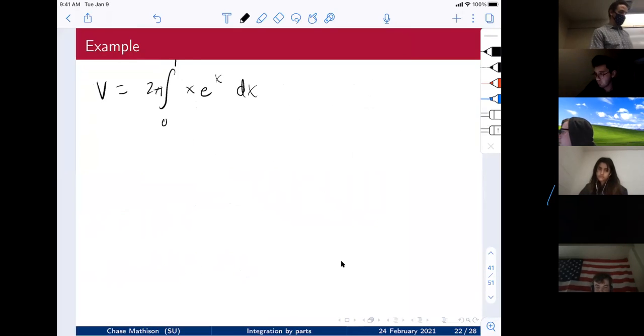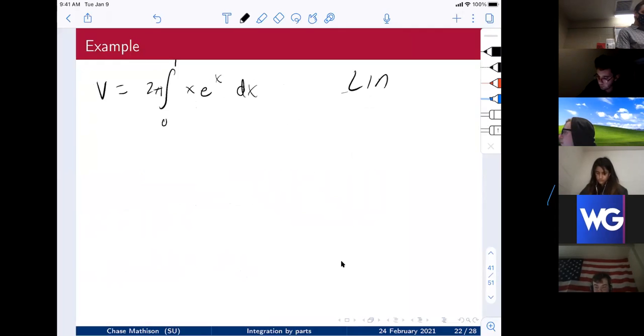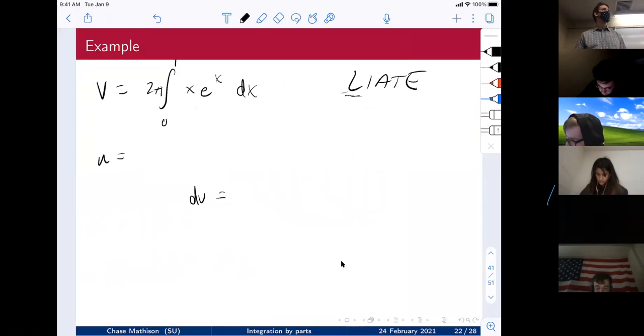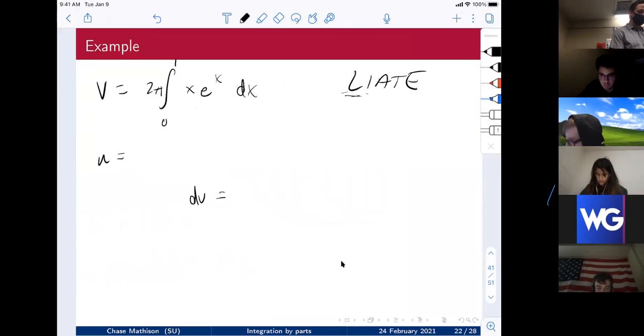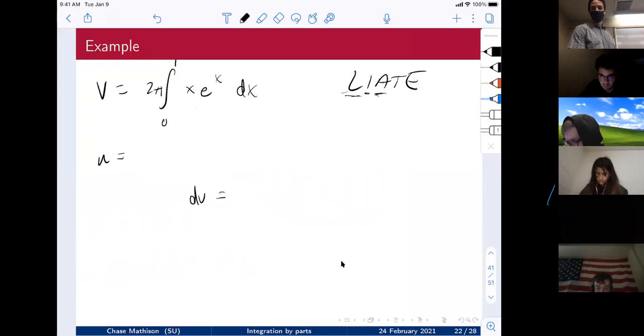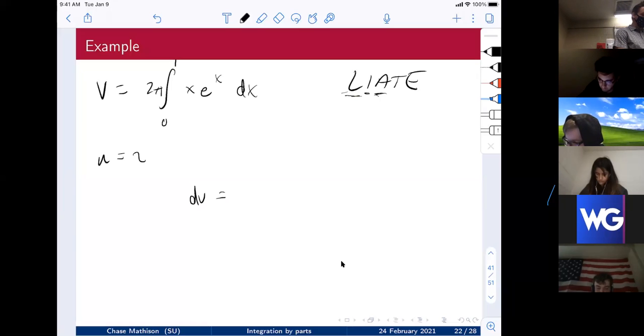Okay. So this integral here, I need to do integration by parts. So you scream LIATE to figure out what should u be and what should dv be. So what should u be? Do we have any L's in this integral? No. Do we have any I's? Do we have any A's? Yes, we do. The x is an A. It's an algebraic function. So we're going to take u to be x, and then dv, so this is u, and dv is everything else. e to the x dx.